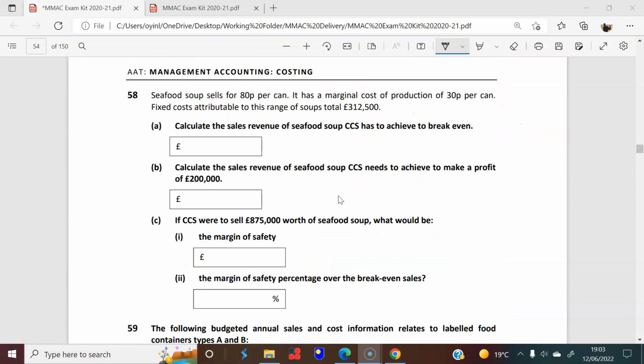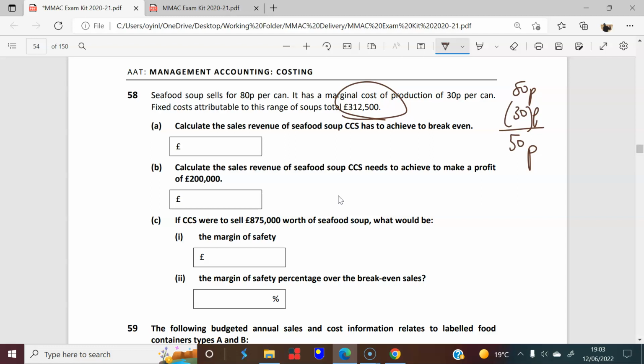Right, with question 58, some great questions here. We are selling seafood in a can at 80p per can, marginal cost of production 30p per can, and therefore the contribution per can is 50p. So we have a fixed cost to cover of 312,500. The question is asking you to calculate the sales revenue required to achieve this break even.